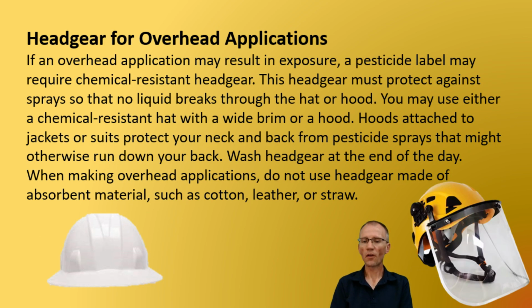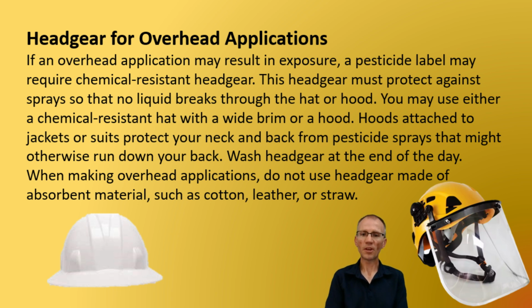Let's talk about headgear for overhead applications. If an overhead application may result in exposure, a pesticide label may require chemical-resistant headgear. This headgear must protect against sprays so that no liquid breaks through the hat or hood. You may use either a chemical-resistant hat with a wide brim or a hood. Hoods attached to jackets or suits protect your neck and back from pesticide sprays that might otherwise run down your back. Wash headgear at the end of the day. When making overhead applications, do not use headgear made of absorbent material, such as cotton, leather, or straw.